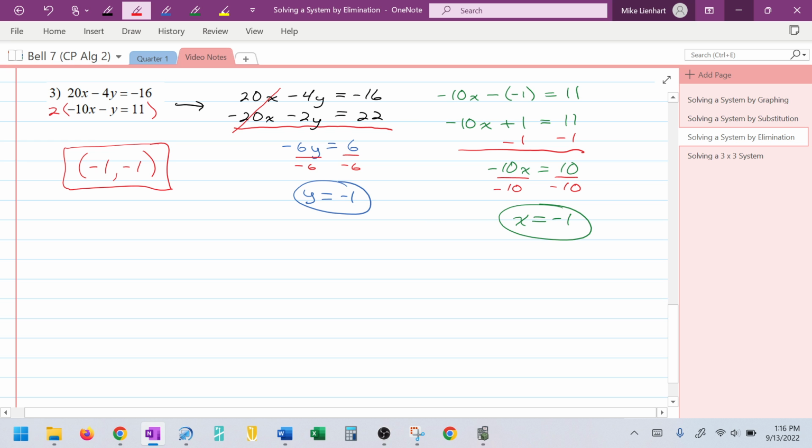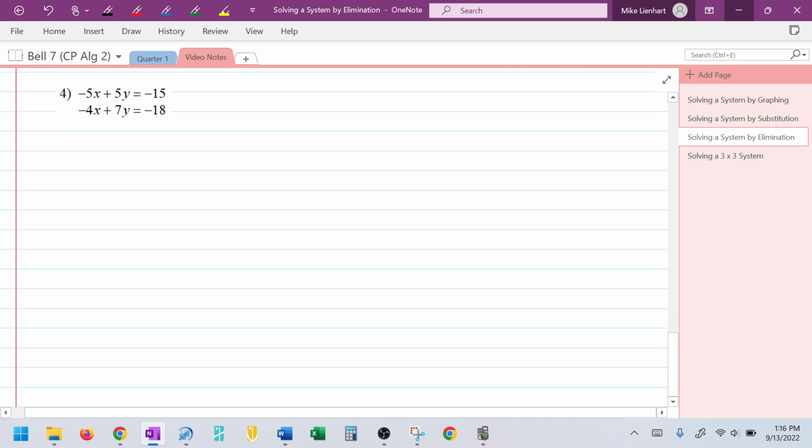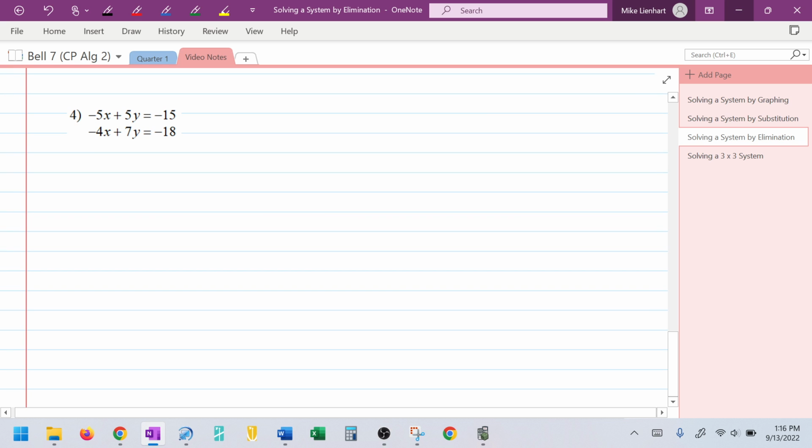All right, so this last example would be the most complicated that you would face here. On this particular problem, I notice that nothing seems to be lined up to eliminate. I'm going to go ahead and eliminate y's. I don't have any particular reason for it. I'm just choosing to eliminate y's. So I see a 5y and a 7y. I need to make those y's, the coefficients, become opposites.